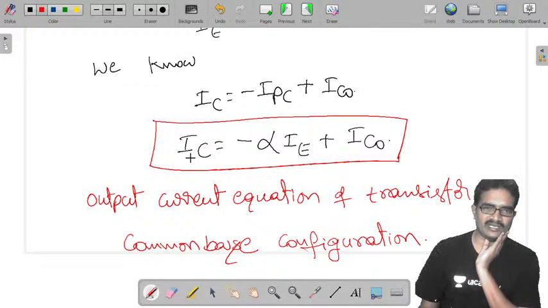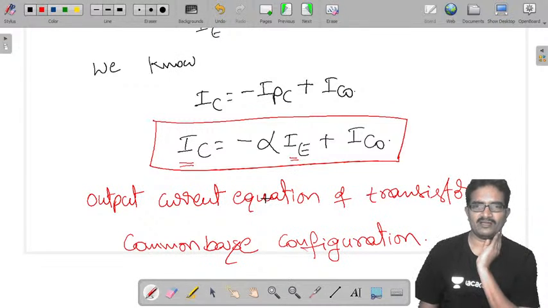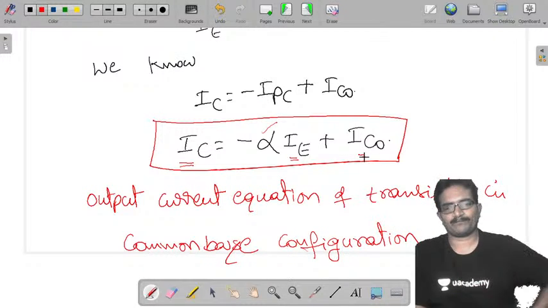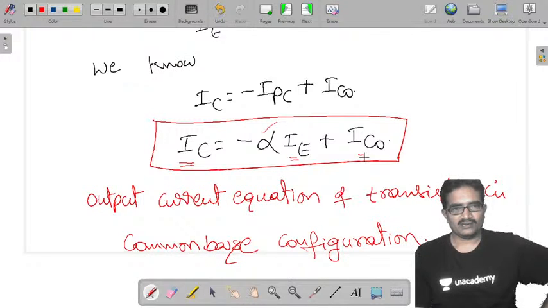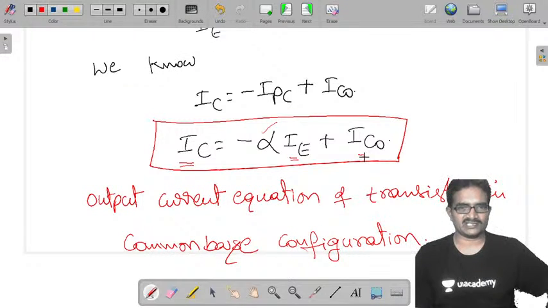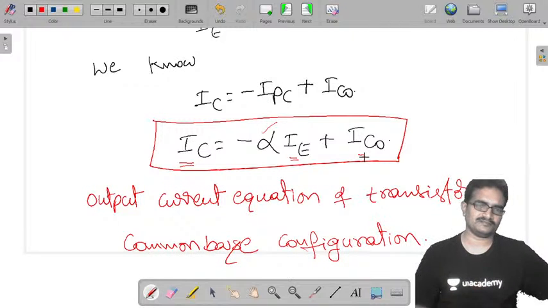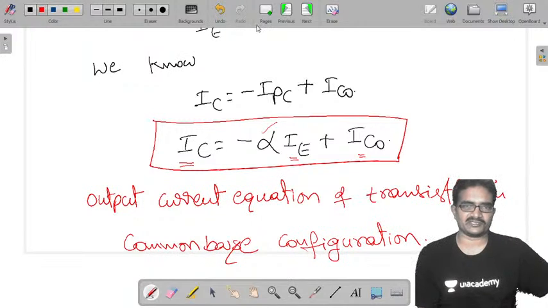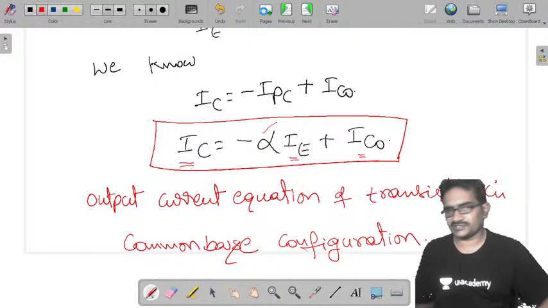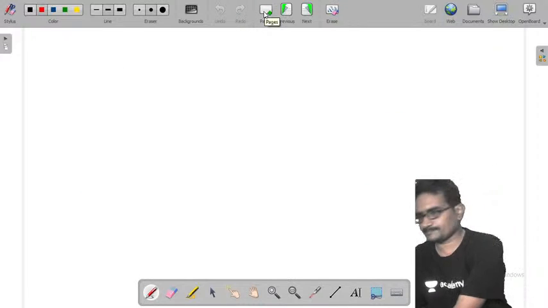So in common base, output current is IC, input current is IE, and alpha is the current gain and IC naught is the leakage current. Okay, sir. This is about CB output current equation, common base. Similarly, I am going to derive the current equation for CE configuration, output current equation in CE configuration.